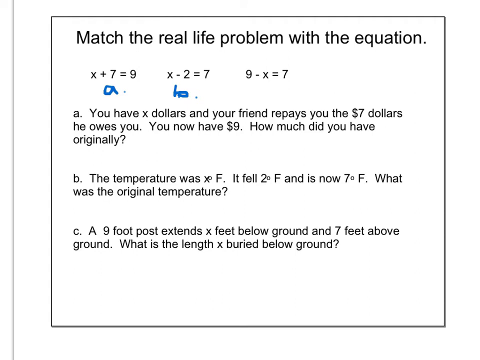Okay, well that means the last one's obviously going to be C, but let's read it anyway. A 9-foot post extends X feet below the ground and 7 feet above the ground. What is the length X buried below the ground? Okay, so if you look at this, we got our 9-foot post. I'm going to take away however many feet are below ground, and that should equal the amount above ground. So that's C.